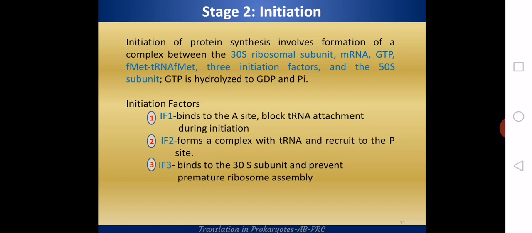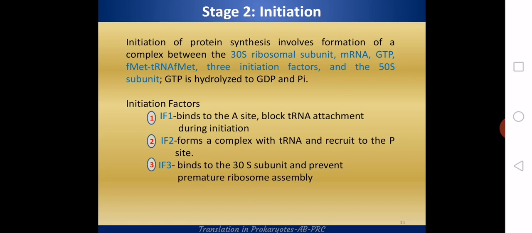Its function is to bind to the A site of the ribosome. So what is this A site? Within the ribosome, we have 3 sites for binding by the tRNA molecule. They are denoted as E, P and A. We will see that in the coming sessions. E stands for exit site, P stands for peptidyl site, and A stands for aminoacyl site, right?